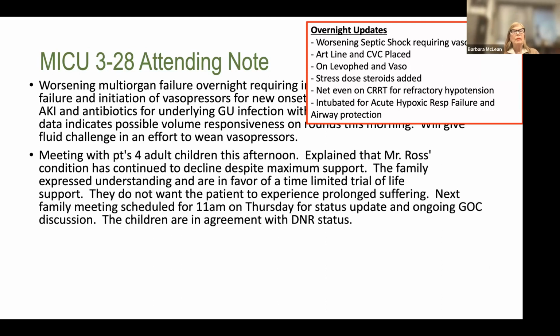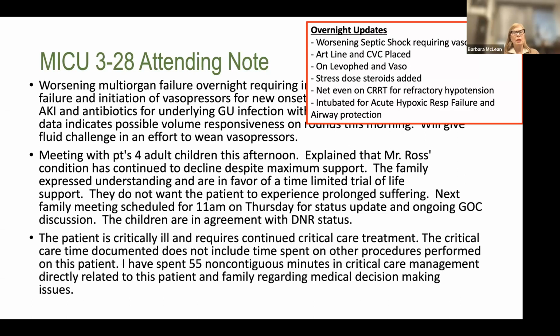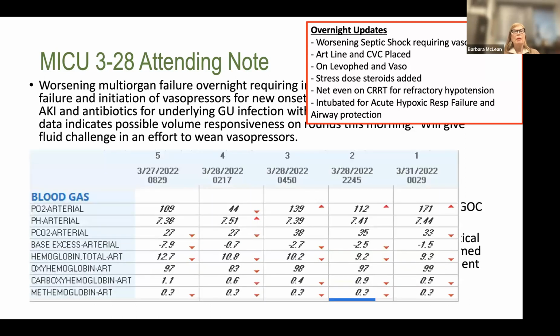Okay. And they meet with the patient's 4 adult children. They explain that his condition has continued to decline despite maximum support. Family says they don't want the patient to experience suffering, and they are all in agreement that they're going to put the patient into a DNR status. Okay, and that's just the time he spent there.